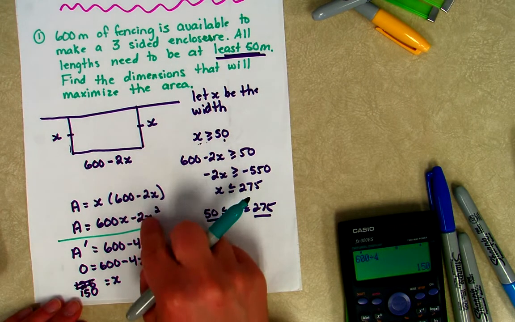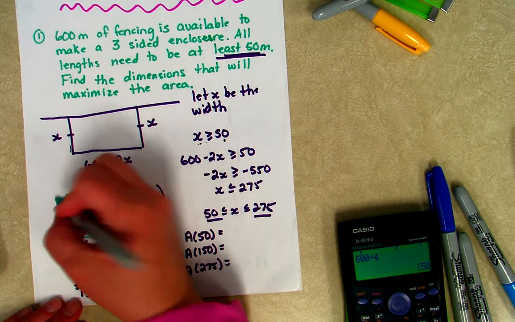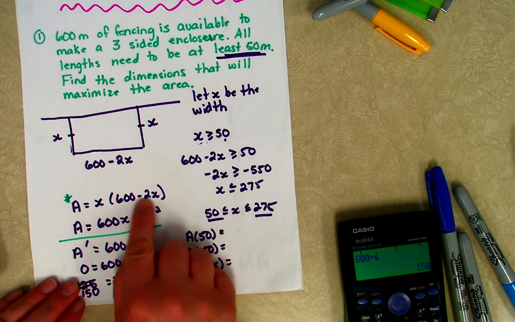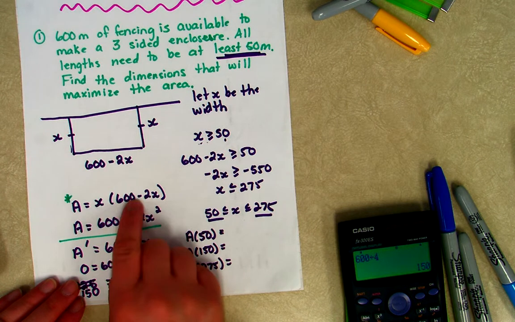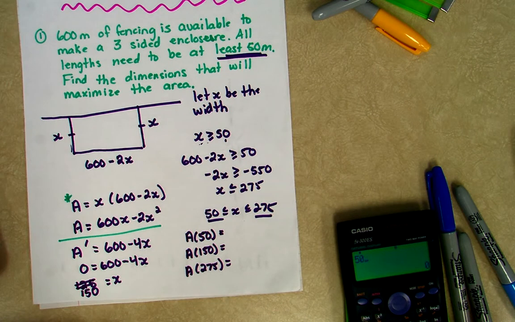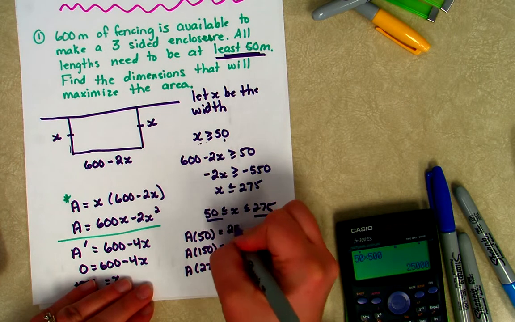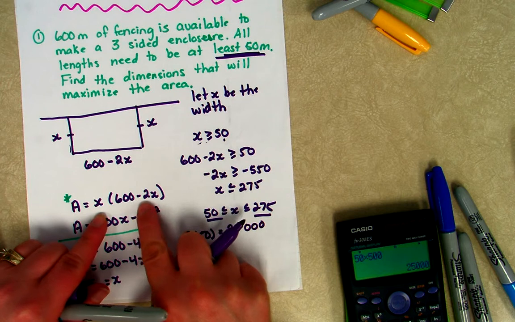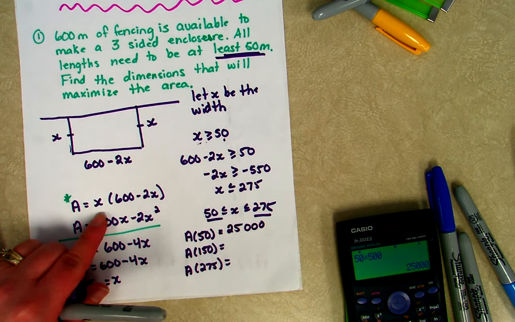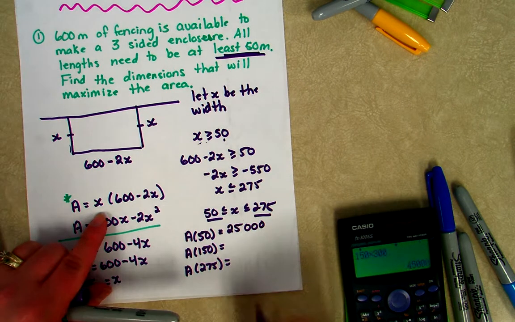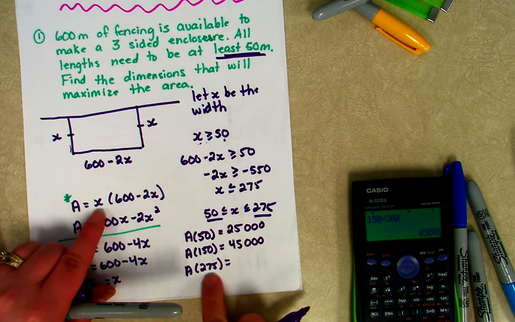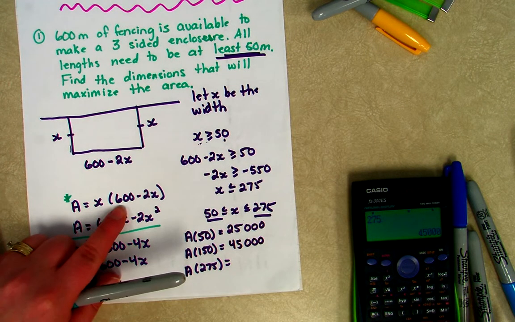formulas. You can use either one of these. I'm actually going to use this top one because it'll be easier to calculate. I'm going to have 50 times 600 minus 2 times 50. So that's going to be 50 times 500. I don't trust myself today with the numbers. So 25,000. At 150, it's going to be 150 times 300, 600 minus 2 times 150, which is 45,000. And then I'm going to test 275, which is going to be 275 times 50.